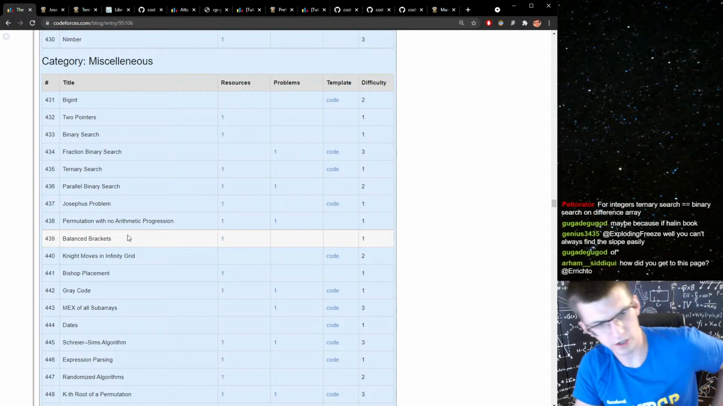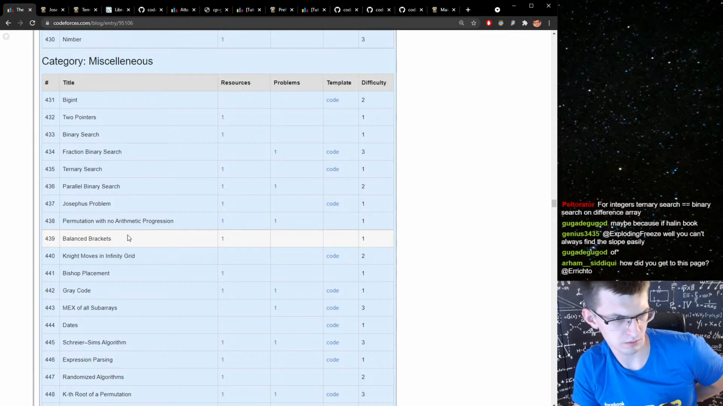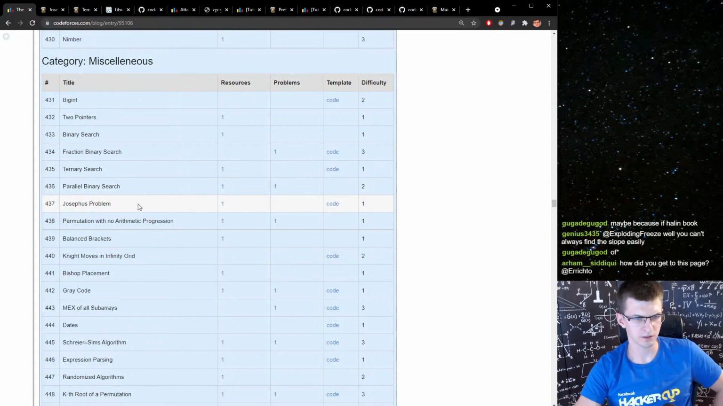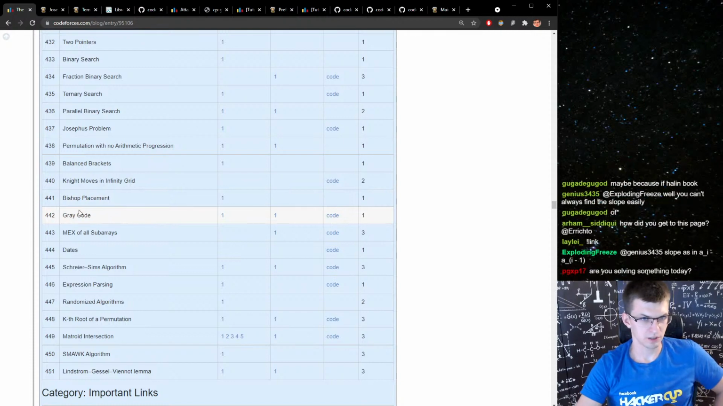Because of Halim's book? Why? You mean the Competitive Programming 3? So because of that, the Josephus problem is well known, or what? Gray code. Okay. Balanced brackets. That's very important.